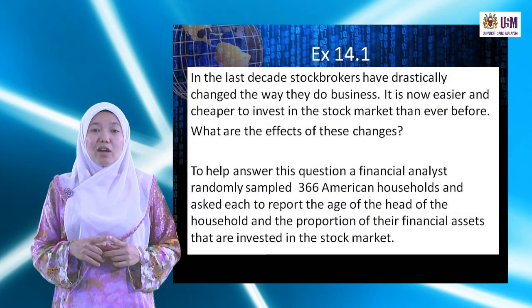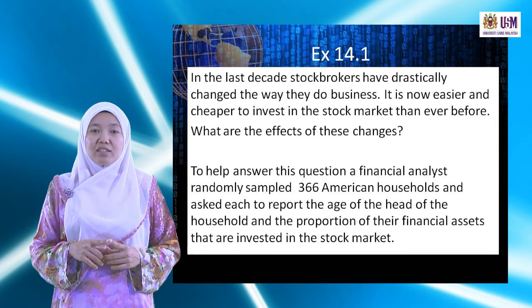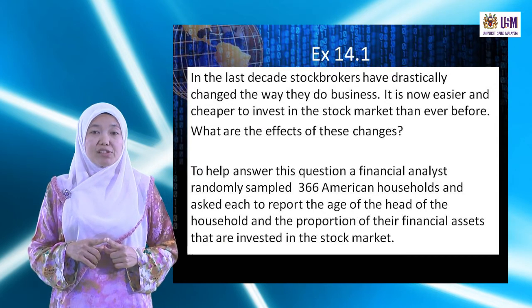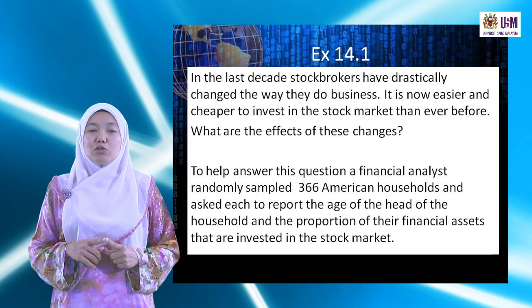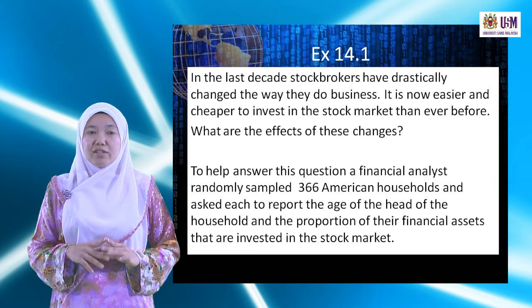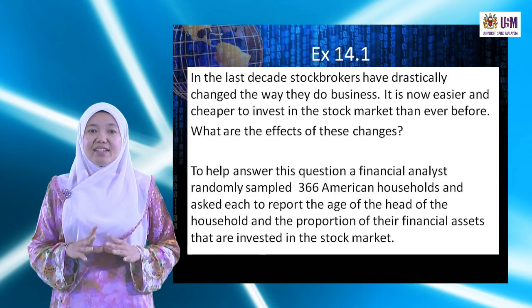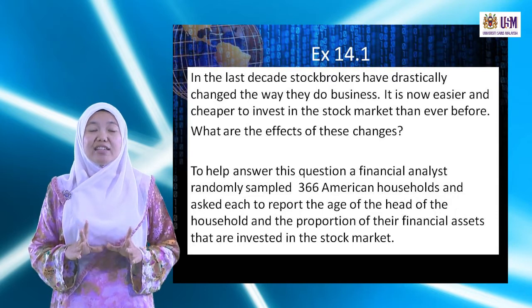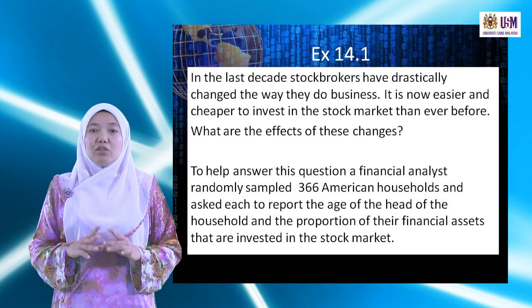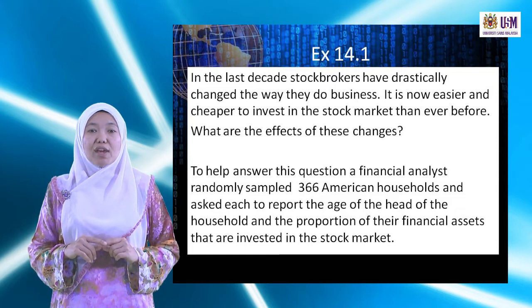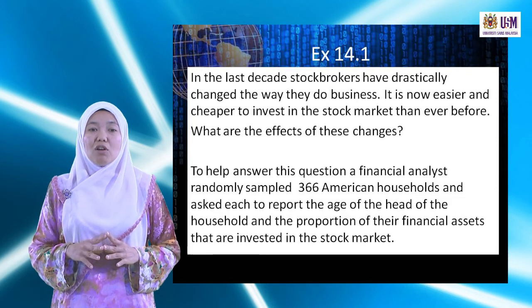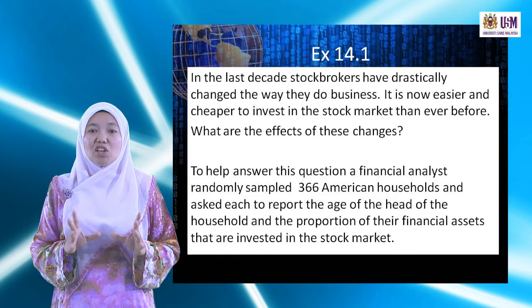We are going to look at one example from chapter 14. This is example 14.1 from the text, basically looking at the analysis of variance. So what we have here is that in the last decade, stockbrokers have drastically changed the way they do business. So it is now easier and cheaper to invest in the stock market than ever before. So what are the effects of these changes?